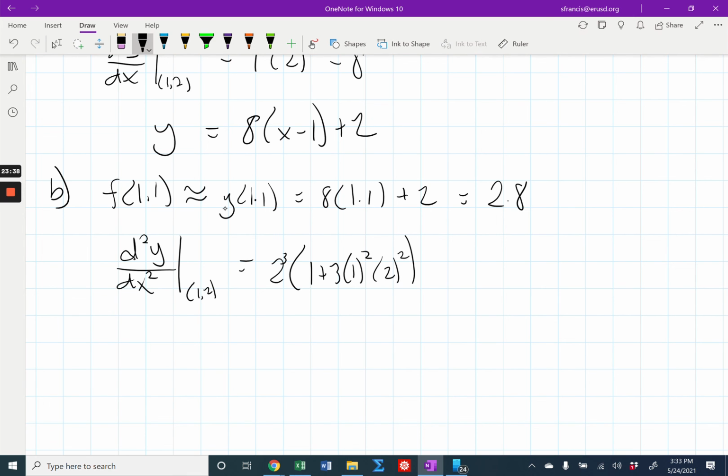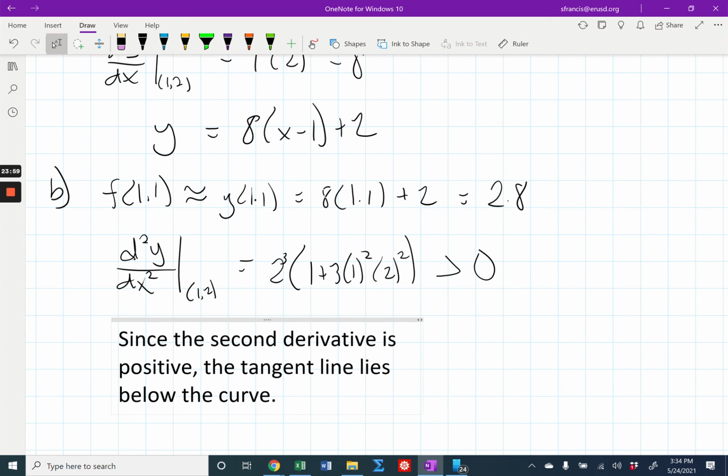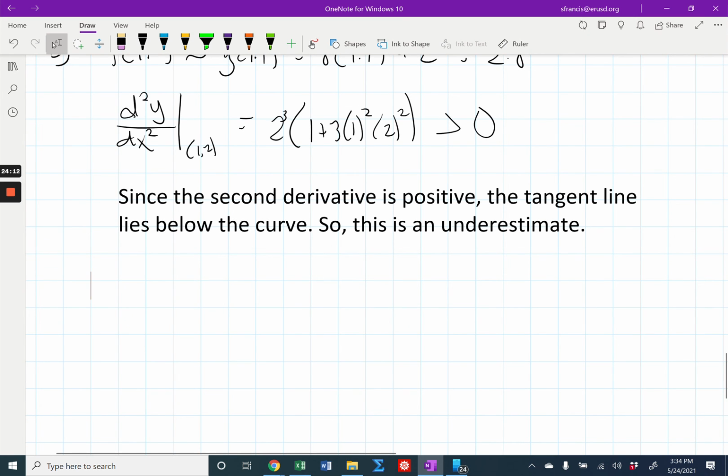And so then you say something like, since the second derivative is positive, the tangent line lies below the curve, so this is an underestimate. Something equivalent to that. I think that's a 2-point question, but it might be 3. I didn't hold all these point values in my head.